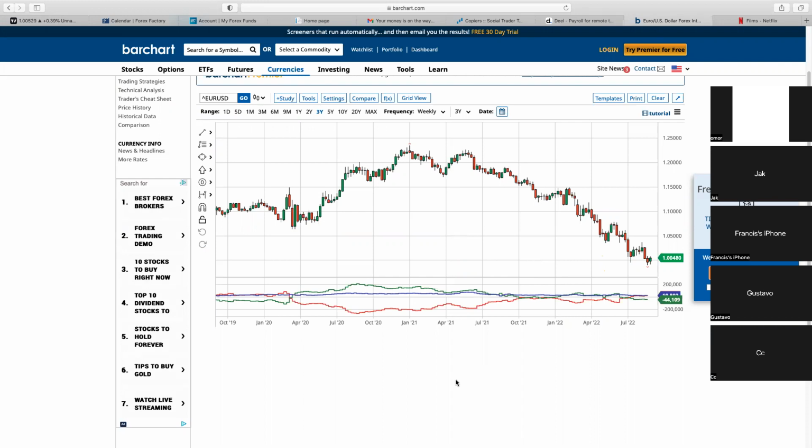What it does is it tells you the positioning of the players that are participating within the market. Why is this useful? Because which players are we trying to get in line with?